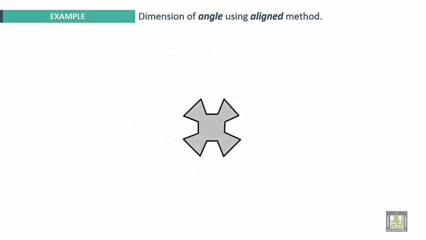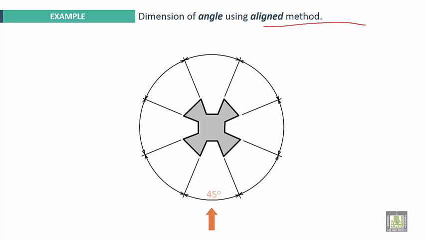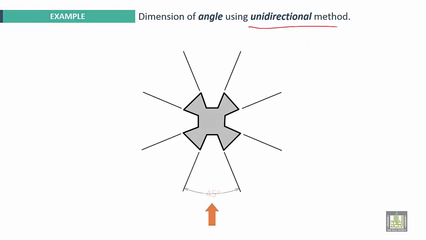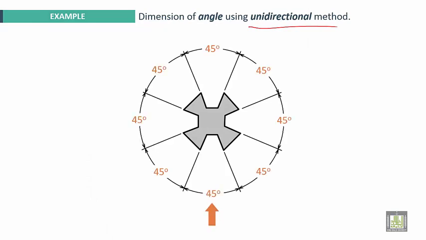This is another example for aligned method. Okay, this is aligned method. And this is another example for the unidirectional method. Okay, all numbers are in horizontal direction.